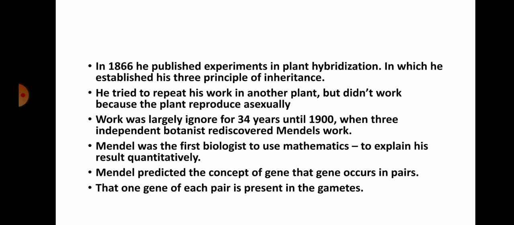Basically, he tried to repeat his work in another plant but it didn't work because that plant reproduces asexually. So the work he carried out on the pea plants was ignored for about 34 years, until the 19th century. Then three independent botanists rediscovered Mendel's work, and Mendel was the first biologist who used mathematics to explain the results quantitatively.